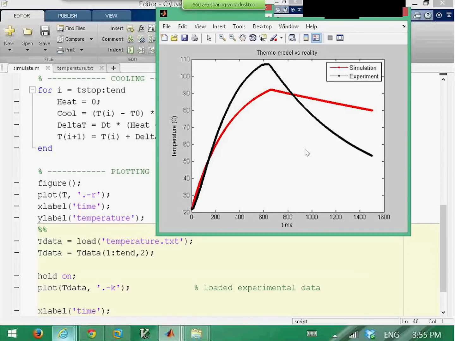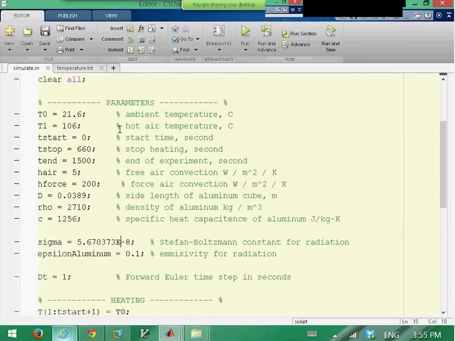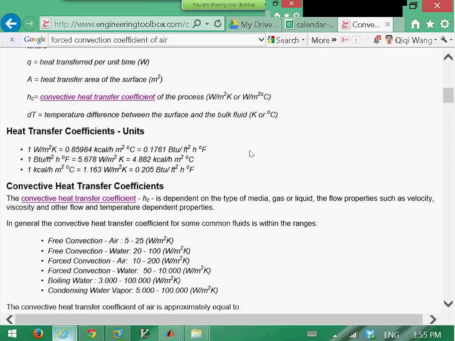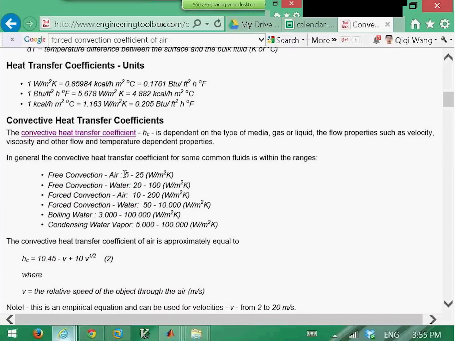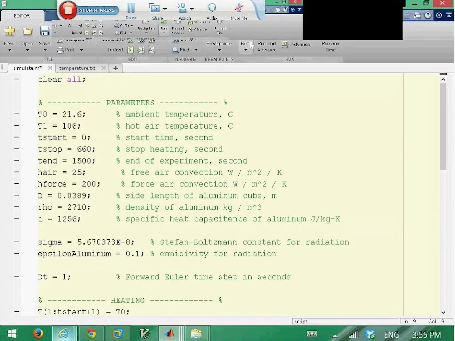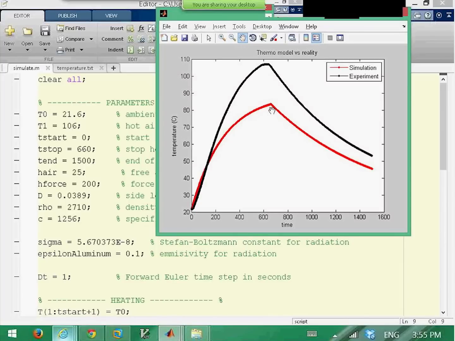It got a much better match, and I also have my free convection to be 5. If you look over the internet, free convection goes from 5 to 25. So if I go to 25, I think I am also going to get a much better match. So the rate of decaying is much better now.